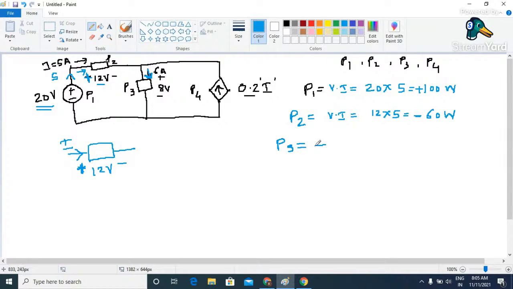So here I am going to write minus, and then let us try to calculate what will be the magnitude for this power. So it is simply V into I, where V is 8, and what is the value of I? It is nothing but 6. So it is 48 watt, that too negative.